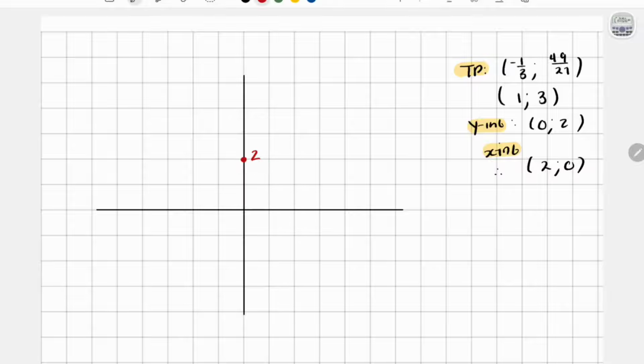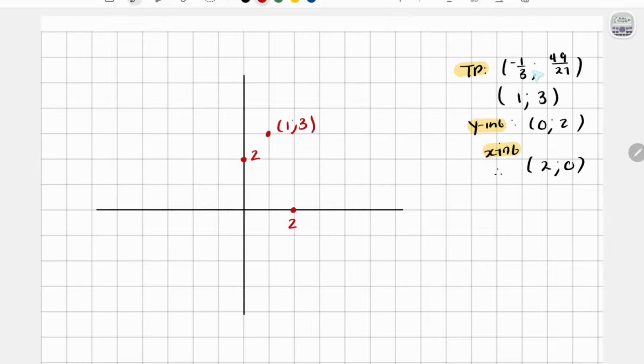It's not a normal point. And then we have an x-intercept of 2 itself. So that's over here, and I'm just going to put that as 2. Okay, then we have turning points. So the turning points we have this and this. 1 and 3 is going to be somewhere here. 1 and 3. So that's 1 and 3.